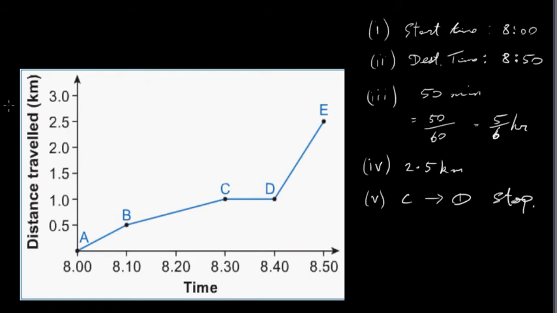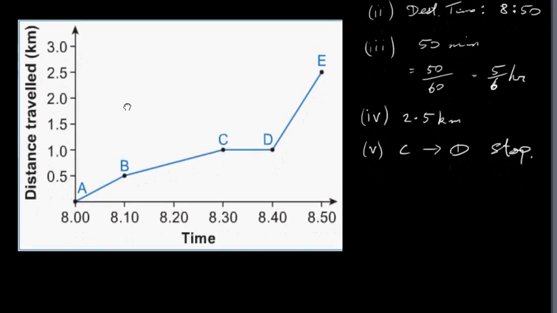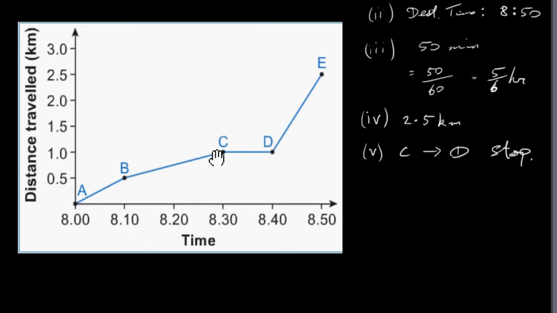To work out any individual speed, I'll just work out a particular speed. Let's say we'll take between B and C, and we'll call this part 6. So speed we know is distance over time. What distance did they travel between B and C? B is 0.5, C is 1, so that's a distance of 0.5. What's the time? The time is 8:10 to 8:30. That's 20 minutes, which is 20/60ths of an hour.